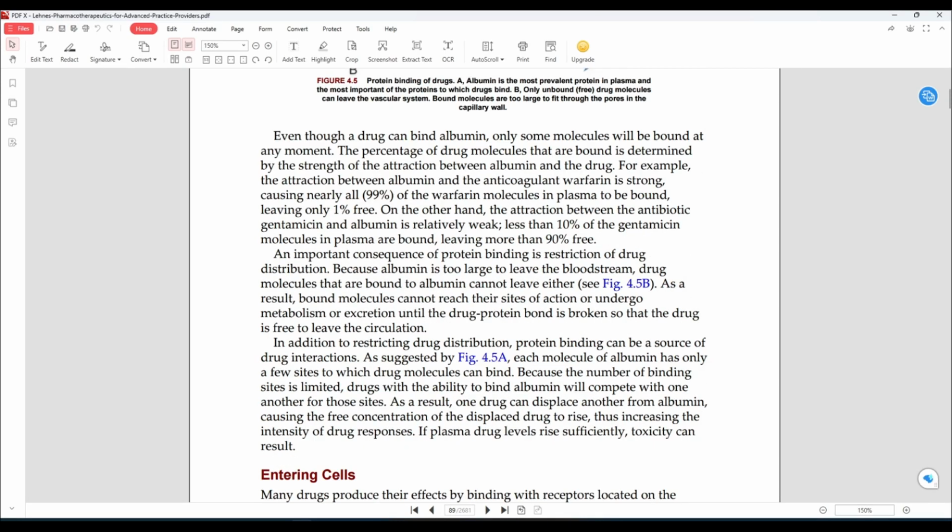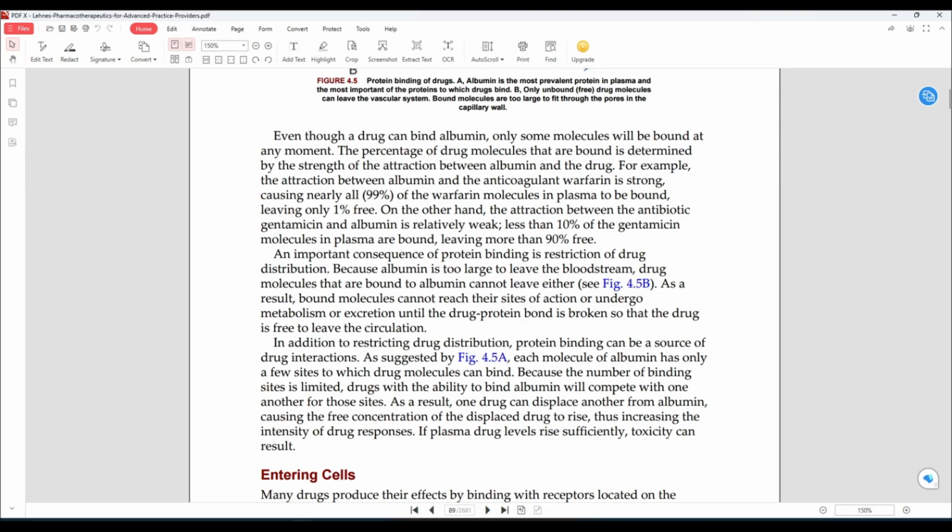An important consequence of protein binding is restriction of drug distribution. Because albumin is too large to leave the bloodstream, drug molecules that are bound to albumin cannot leave either. As a result, bound molecules cannot reach their site of action or undergo metabolism or excretion during the drug-protein bond, or until the drug-protein bond is broken, so that the drug is free to leave the circulation.